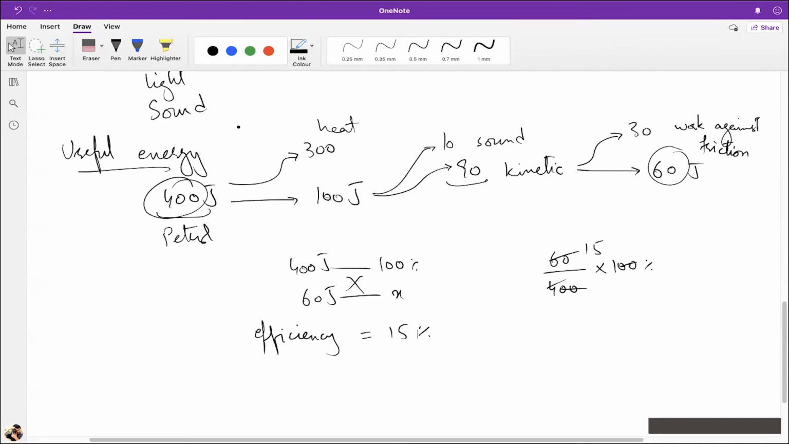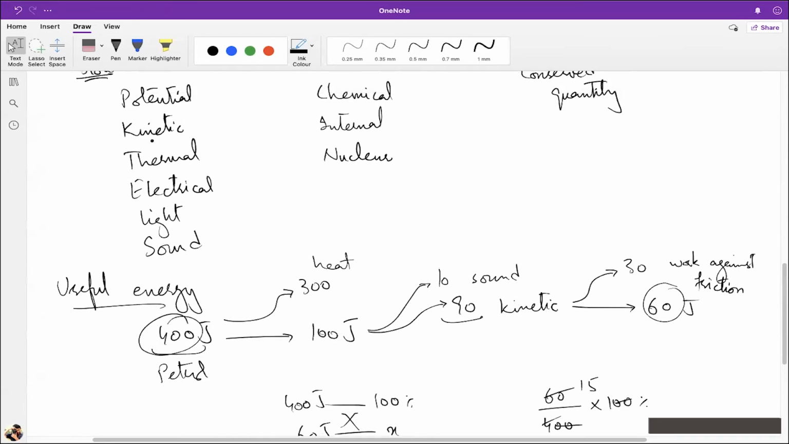So I want my car to move. So my purpose is to move. My purpose is to have kinetic energy. Any other form that I have will be wasteful for me, whether it's heat, light, or sound. I don't want that in my car. I just want it to move. So what do we do? We try to make machines more and more efficient.